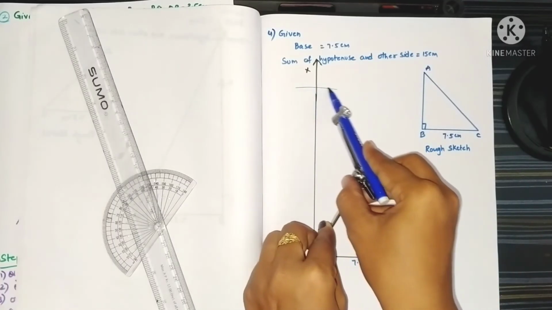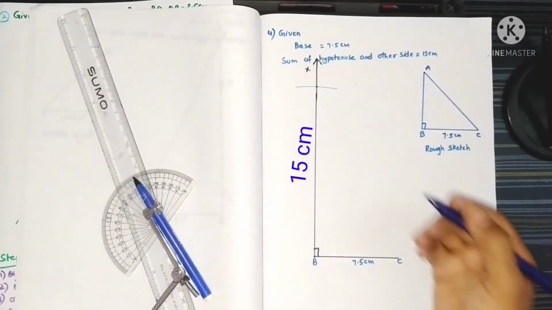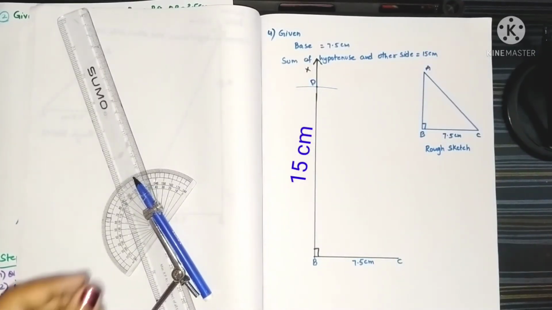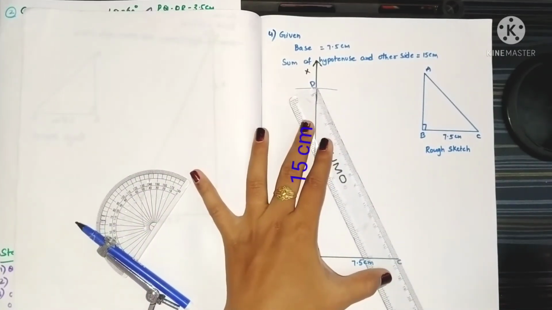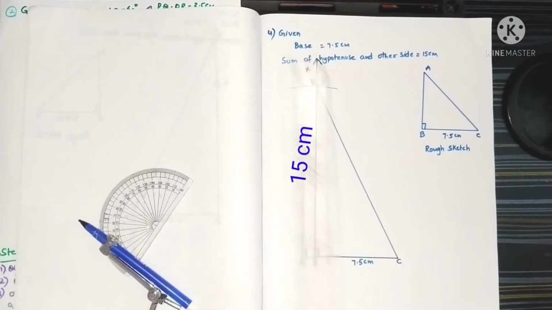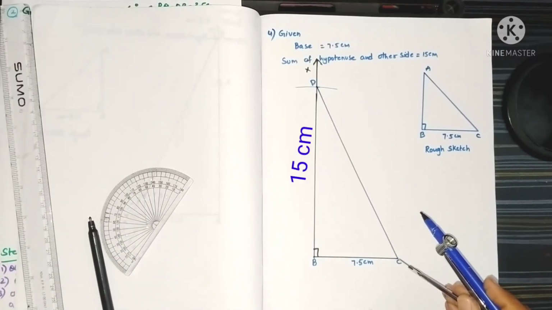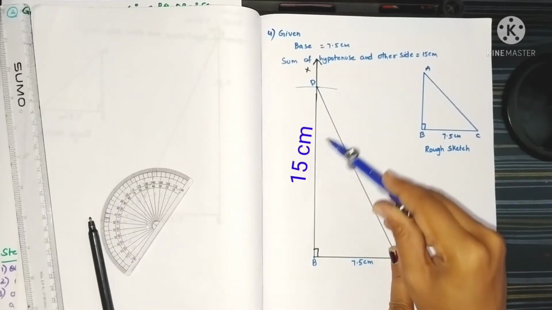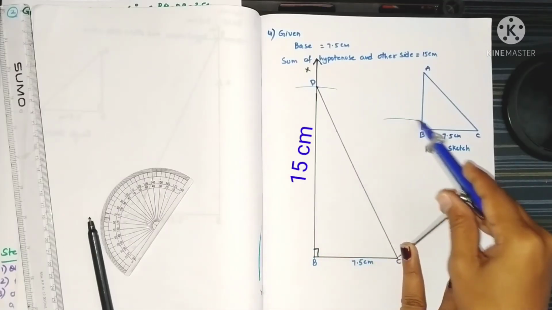Okay students, so the arc intersects the BX ray at one point. Let that point be D. Now we have to join this C and D using the scale. So join this C and D with a line. Okay. Now we have to draw a perpendicular bisector for this CD. Okay. So take more than half of CD and draw the arcs on either side of the line.